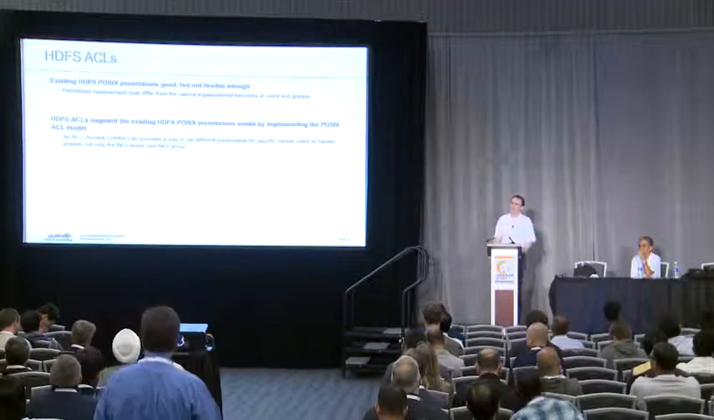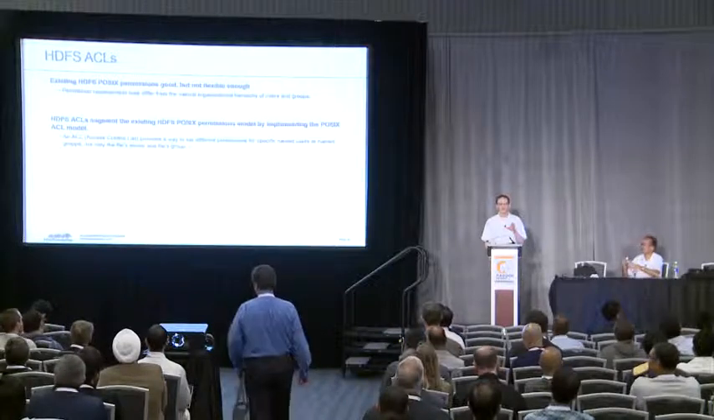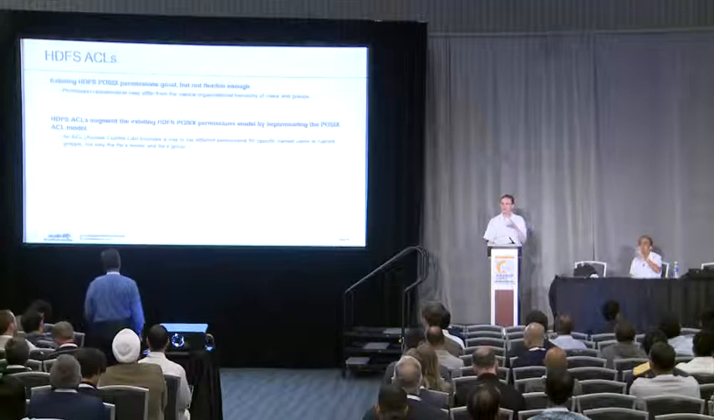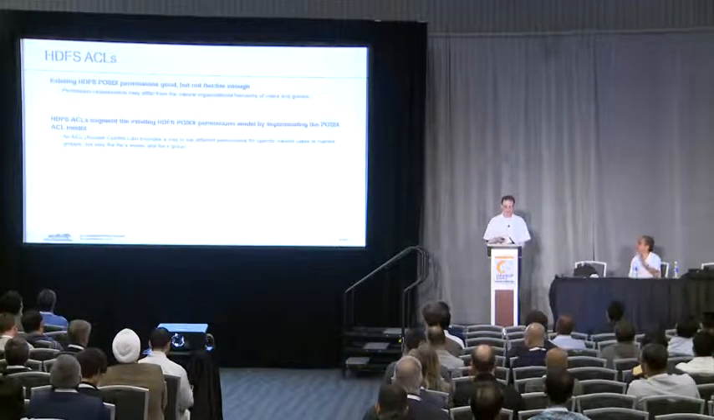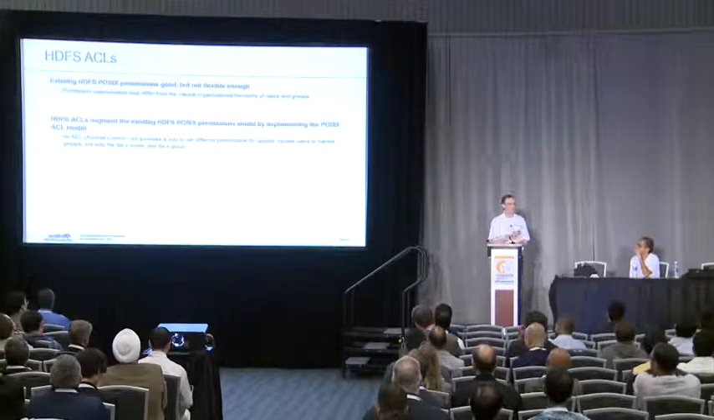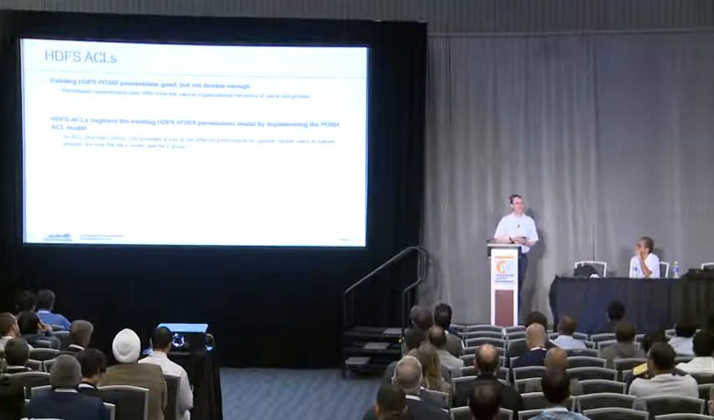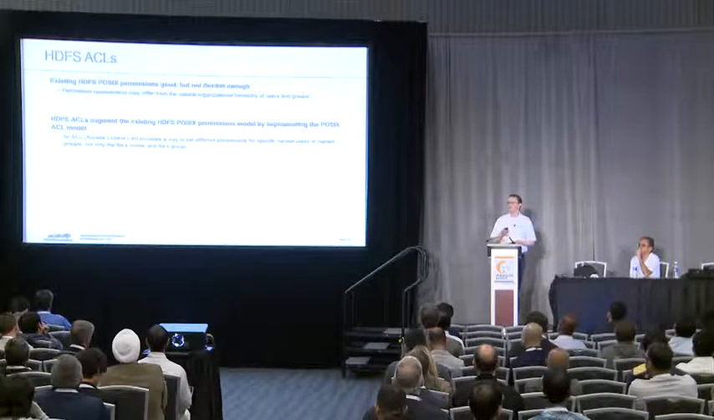What we've seen is that this model can become insufficient in some use cases, particularly if you have unique requirements that don't exactly match the organizational hierarchy of your work environment. The solution to this problem is HDFS ACLs, and specifically what we did is to implement the POSIX ACL model in HDFS. The good news about that is if you've ever used that model, say on a Linux local file system, you already know exactly how this feature works.